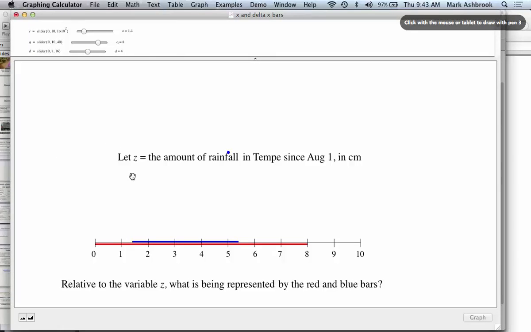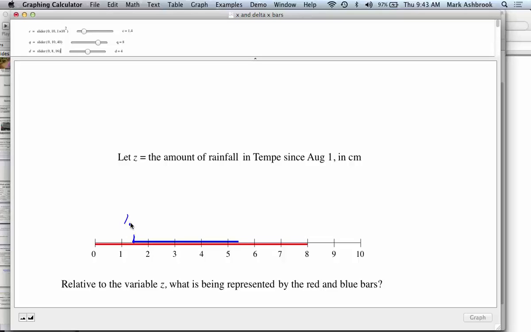Right, okay. So we said the change. No, it's not a new quantity. We're talking only about this quantity. It's just this quantity, the amount of rainfall in Tempe since August 1st. We only got this one quantity. This is still the amount of rainfall. Okay. So on the scale, what is this right here?